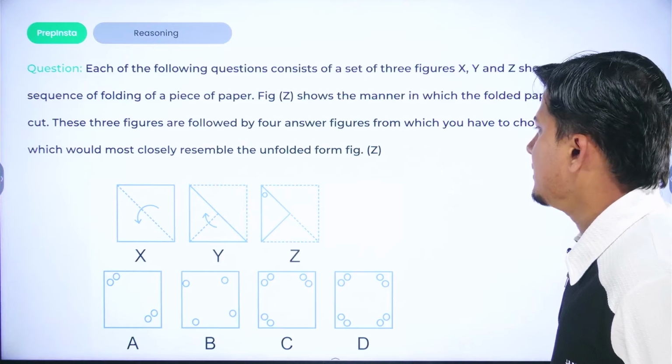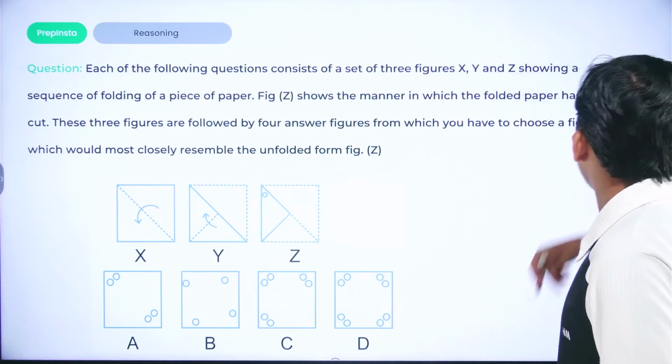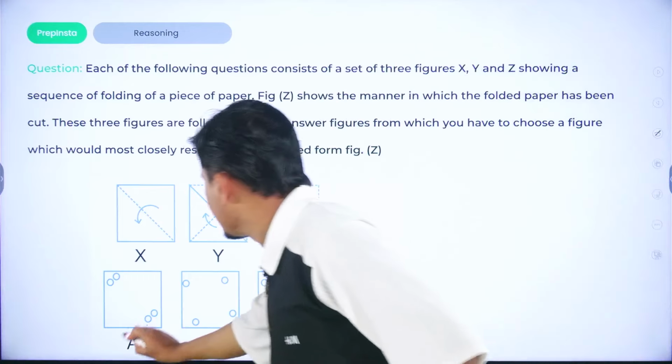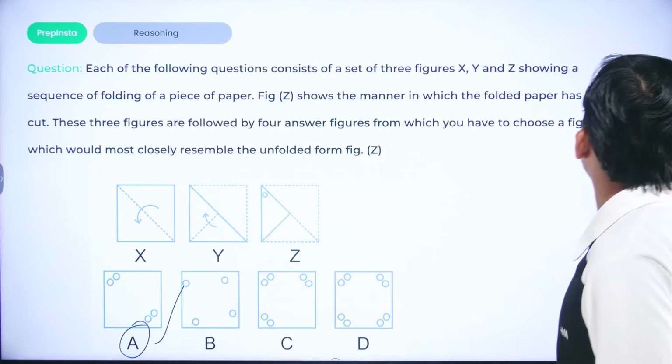So this question has been already done. Got it? Already we have covered this question and the right option was option number A.